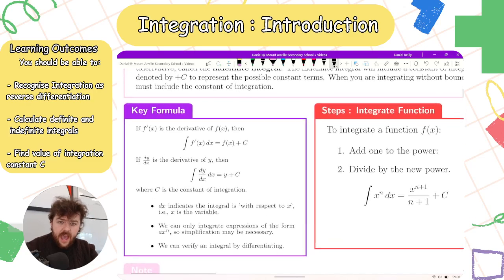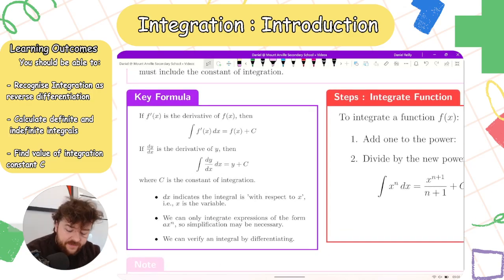So if f dash of x is the derivative of f of x, then the integration is told to us by this little notation here. It's a little skinny squiggly s. I'll go over where that notation comes from in a later video, for area under the curve. But the integral of the function f dash of x with respect to x is just f of x plus c.